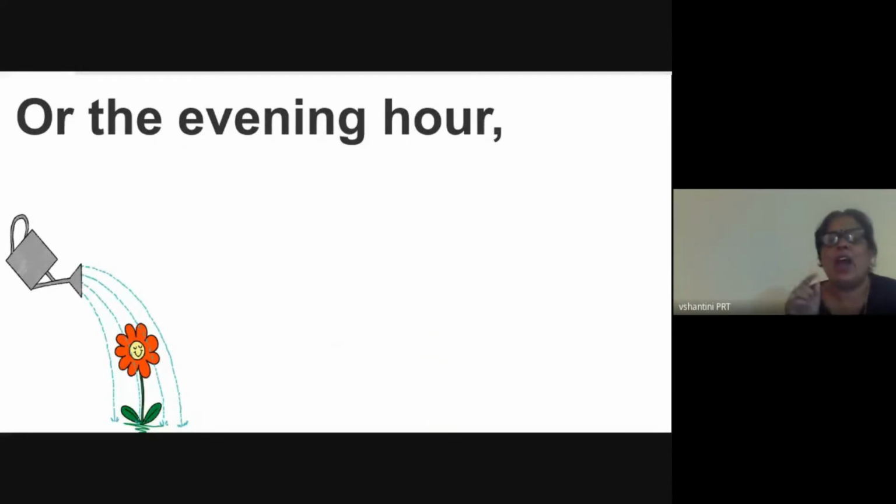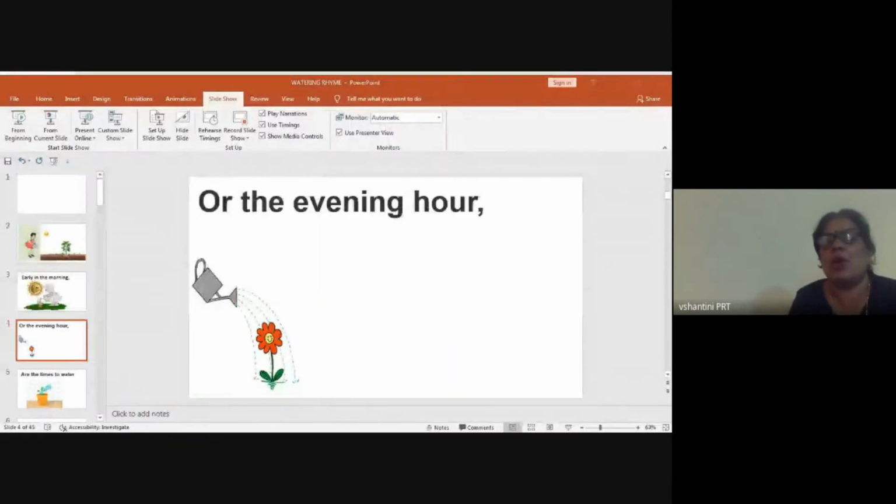Hour means, how many minutes make 1 hour? Put it in the chat box. How many? Now we are integrating maths here. Very good, 60. What is it? 60 seconds? You have to write properly. How many seconds make a minute? How many minutes make an hour?